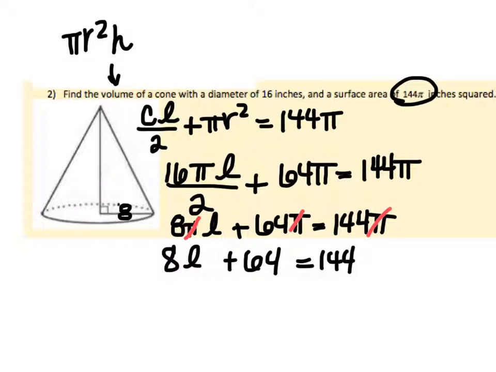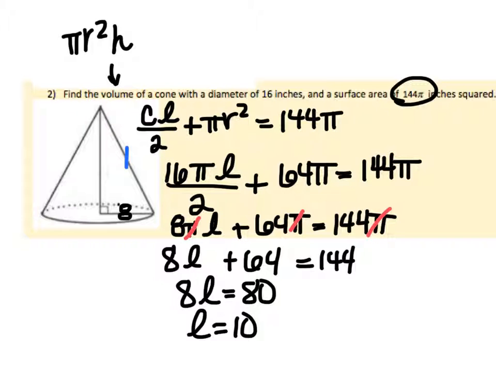And I'm just going to solve this like a normal equation. So L is going to equal 10. So now I'm going to put that back in my picture. So that's a slant height, so that's 10. Again, I'm not going to use that for the volume because I need the inside height, but knowing the slant height, I can find the inside height using Pythagorean theorem to be 6. And then I'm just going to put that into my formula. So pi times your radius squared times 6.